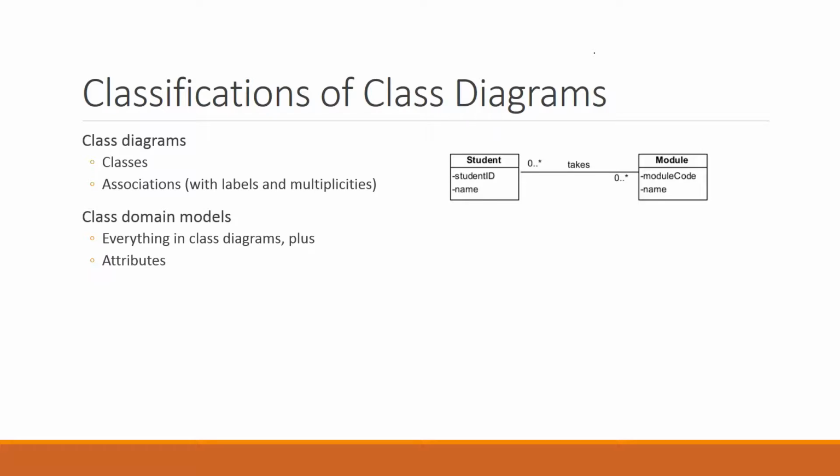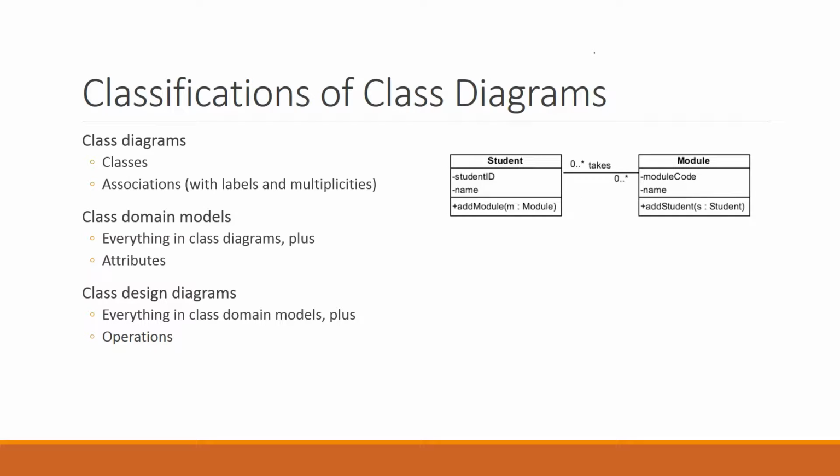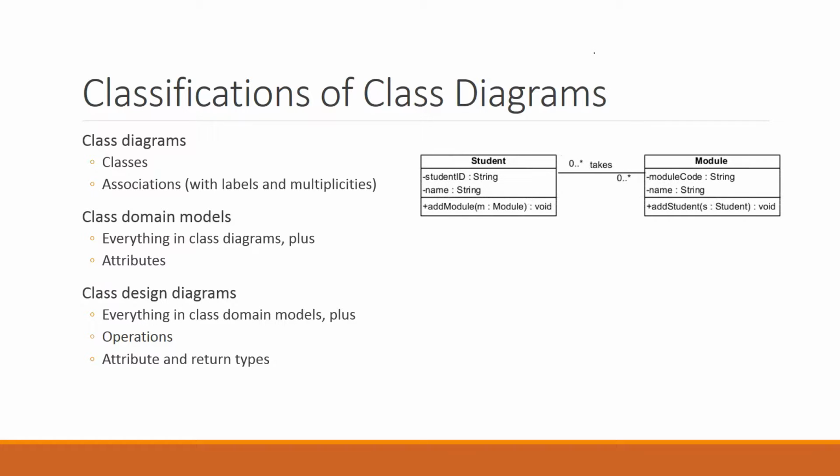The greatest level of detail is known as the class design diagram, and this includes everything in the class domain model plus operations, such as putting the add module operation in a student and the add student operation in a module. And you also have to include attributes and return types. So in this case, we might realize that a student ID is a string, the name is a string, and module code is a string. Furthermore, we know that the add module operation returns void, and the add student operation returns void.